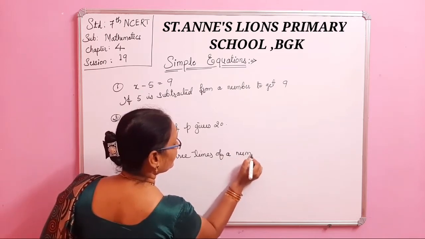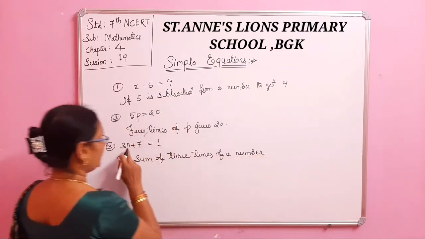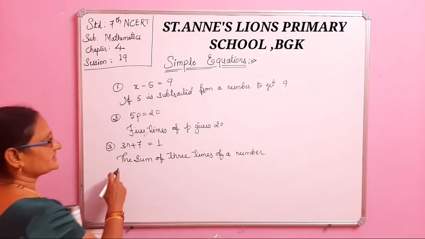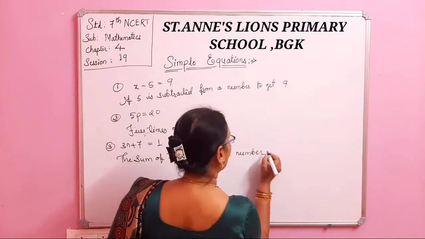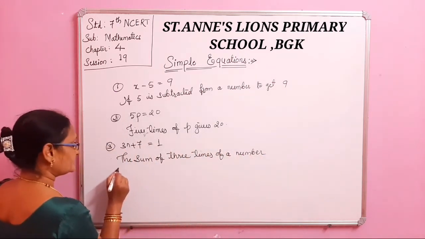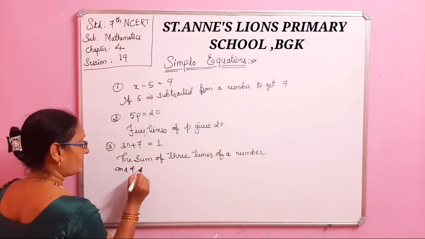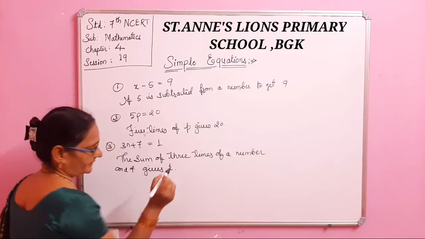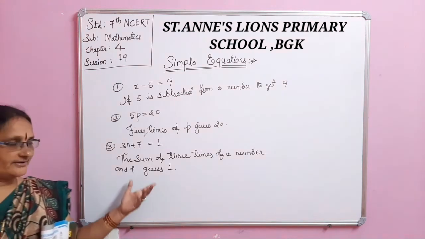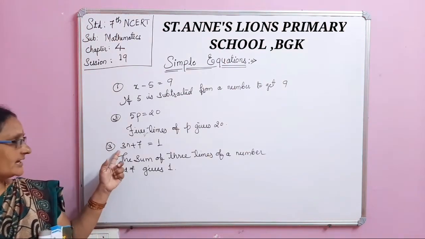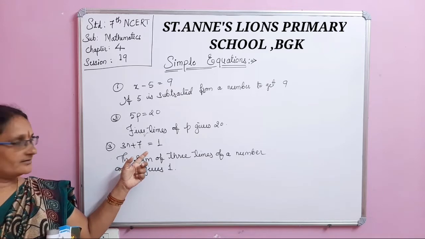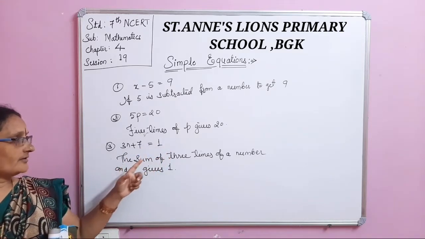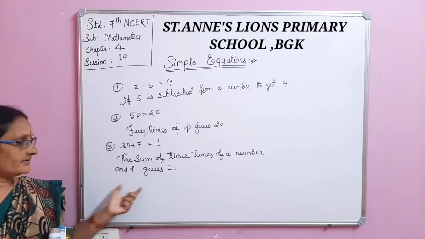3 times of a number, because n here they have taken. It may be any other number. Okay. The sum of 3 times of a number and 7 gives 1. Okay. In different way also you can write, no problem. 3 times of a number is added to 7 gives 1. No problem. That is also correct. Or the sum of 3 times of a number and 7 gives 1.